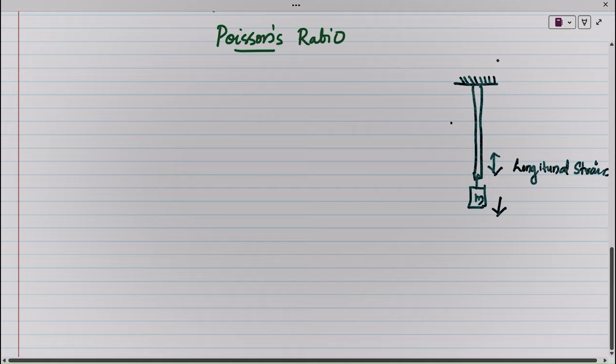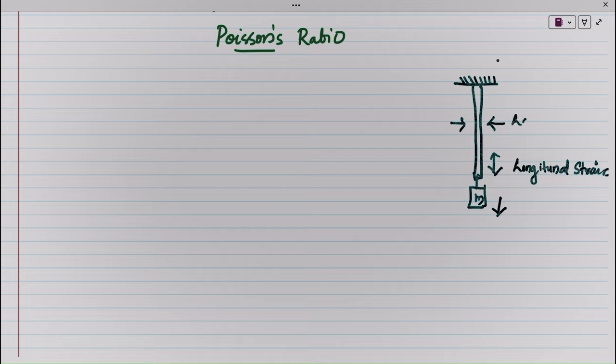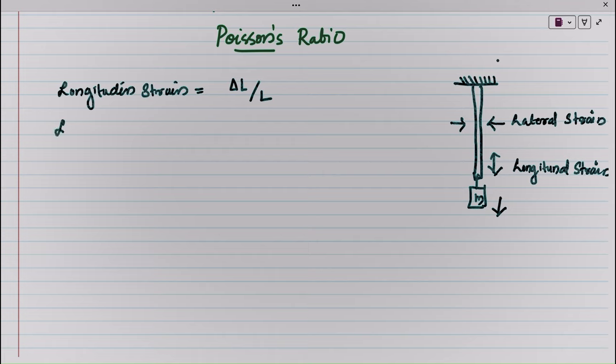It is called the longitudinal strain, and also its thickness decreases. That is called the lateral strain. Okay, so we can define the longitudinal strain as the change in length by original length, and we can say that the lateral strain can be defined as the change in diameter to the original diameter. D is the diameter. This is the area of cross section of this wire. Then we can say that this is the diameter, the lateral strain.